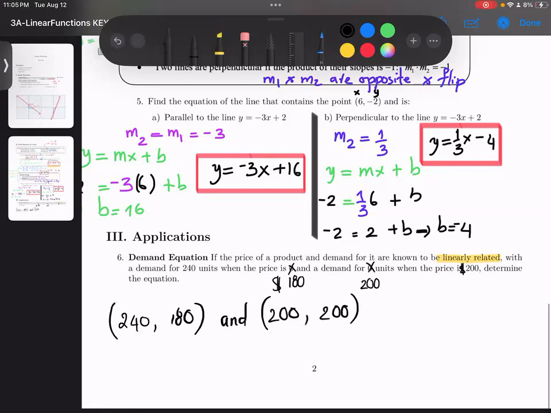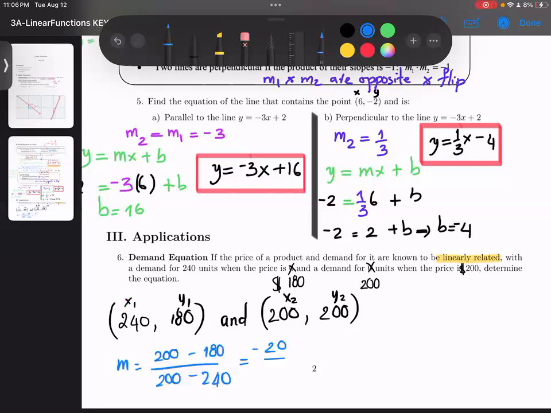All right, first things first, this makes me think of calculating the slope. So m equals, this is my x1, y1, x2, y2. m equals y2 minus y1, so 200 minus 180, over x2 minus x1, so 200 minus 240. I have 20 over -40, so that would be -0.5. All right, let's find out the value of b.